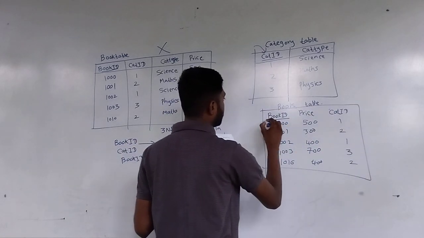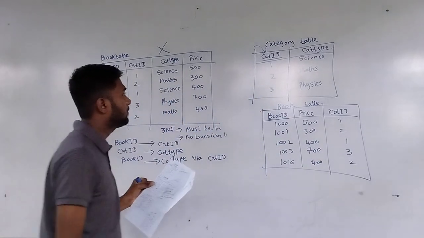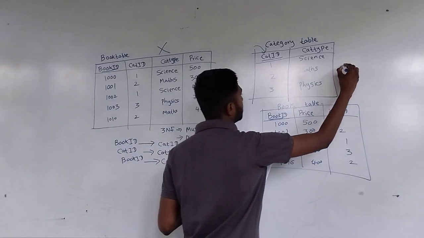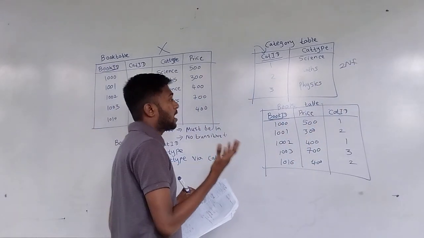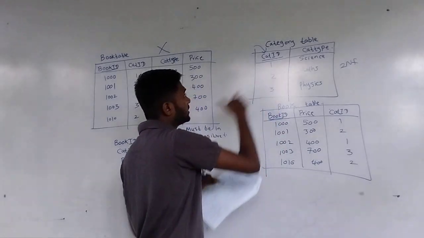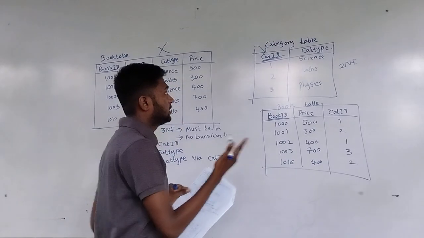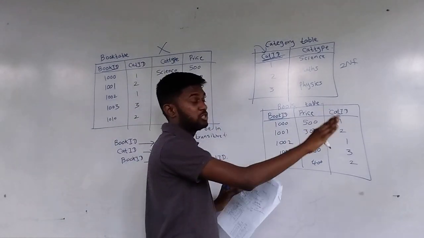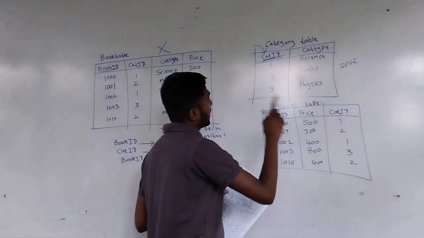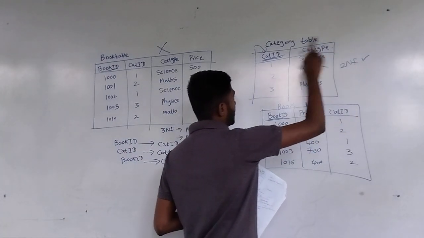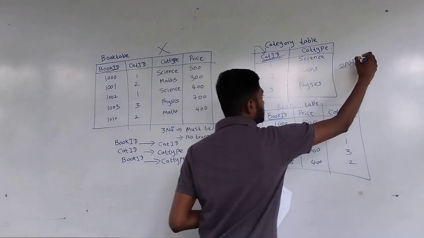So now you need to check whether these two tables are in 3NF. So how to check? First check whether this table is in 2NF. Yes, this table is in 2NF. Why? There is no partial dependency, because there is only a primary key. Partial dependency will come only when there is a composite key. This table is in 1NF and there is no partial dependency, therefore this table is in 2NF.